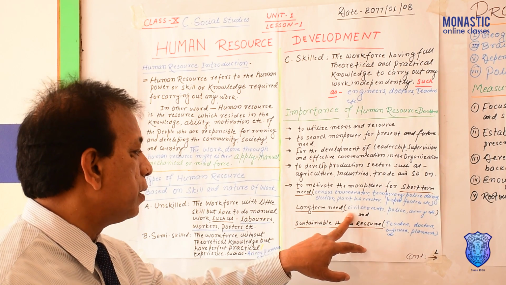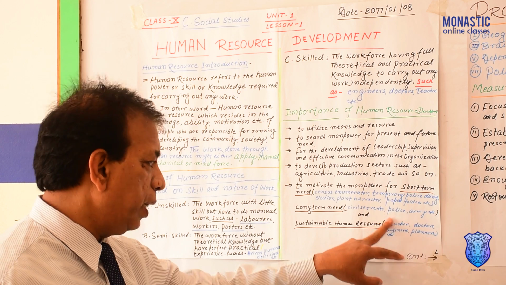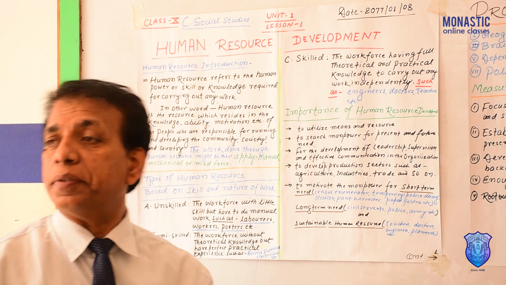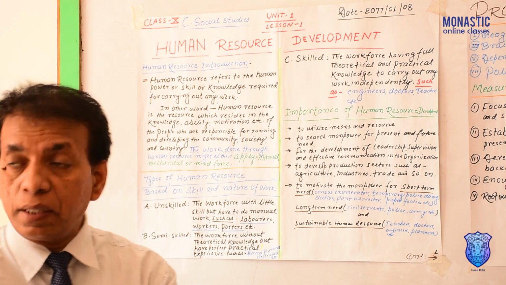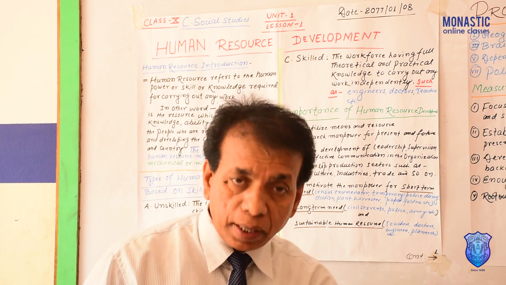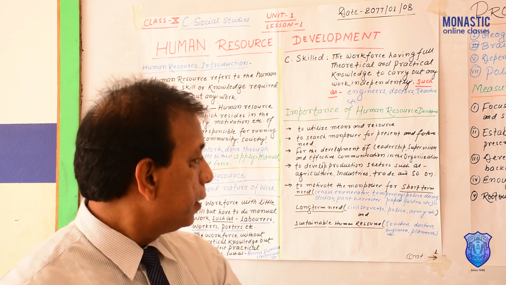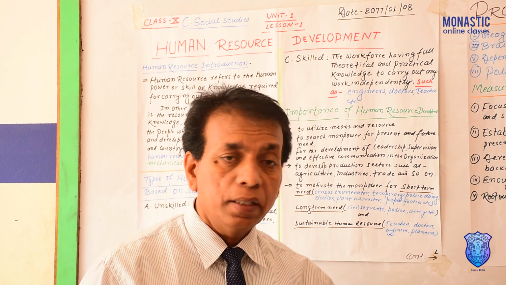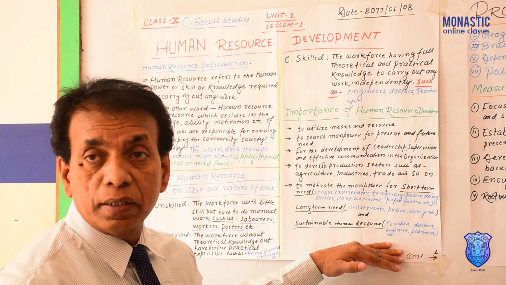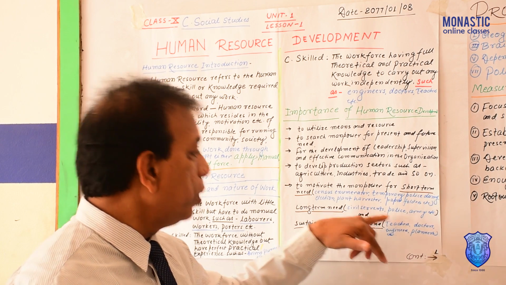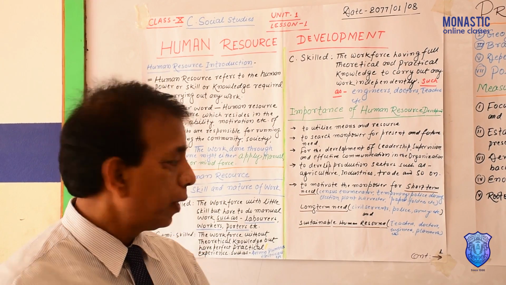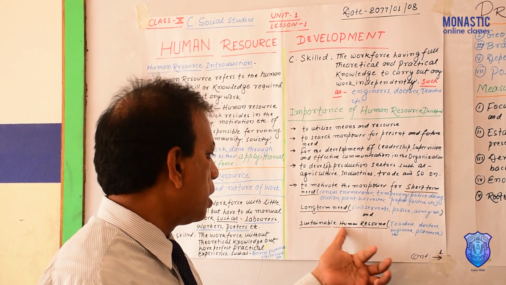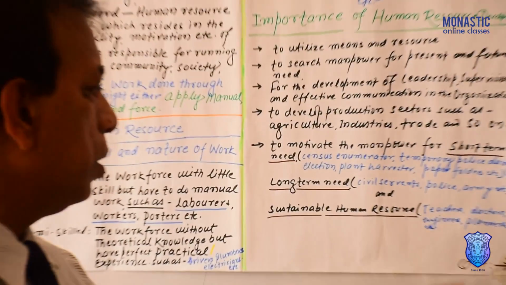For the long-term need: civil servants, police, army, and so on. They need to serve the nation. Such kinds of manpower are required to develop the country, to develop the society through various ways. Civil servants, police, army, we require them. Likewise, we also need sustainable human resource.